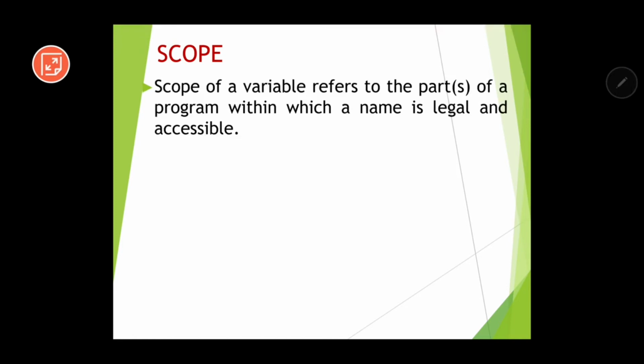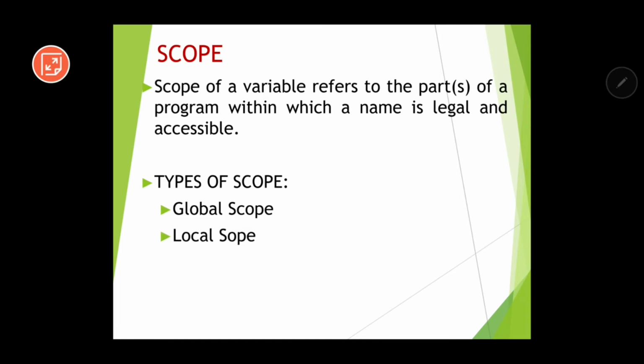Okay, so now let's try and understand what we mean by a scope. So what is a scope? The scope of a variable refers to the part of a program within which a name is legal and accessible. So in a program there are various parts. Within what part a particular variable is valid, it is known as the scope. There are 2 types of scope basically. First is the global scope and the second is the local scope.